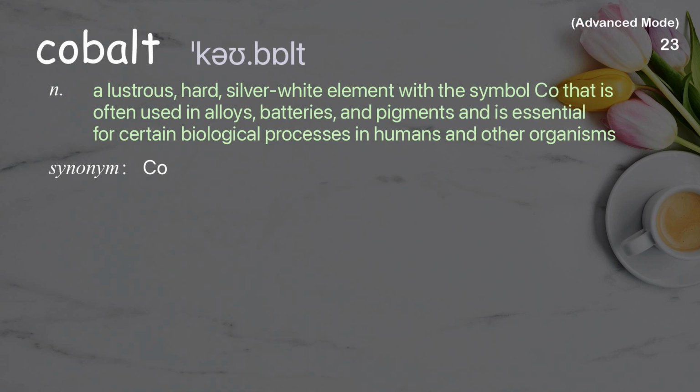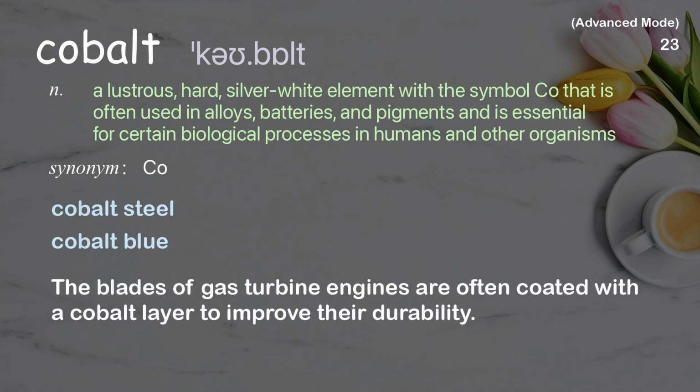Cobalt. A lustrous, hard, silver-white element with the symbol Co that is often used in alloys, batteries, and pigments and is essential for certain biological processes in humans and other organisms. Examples: cobalt steel, cobalt blue. The blades of gas turbine engines are often coated with a cobalt layer to improve their durability.